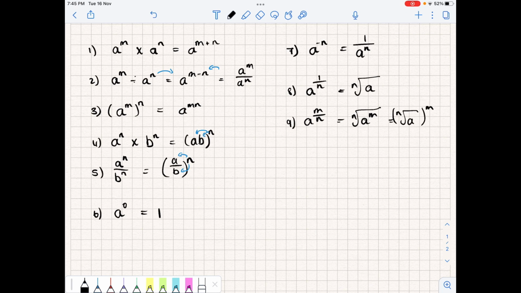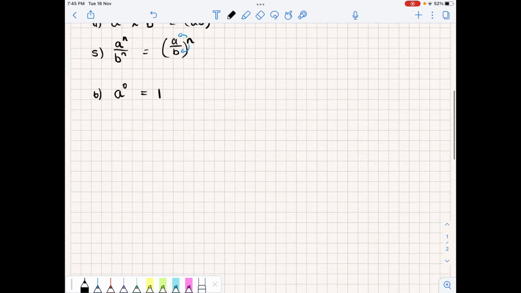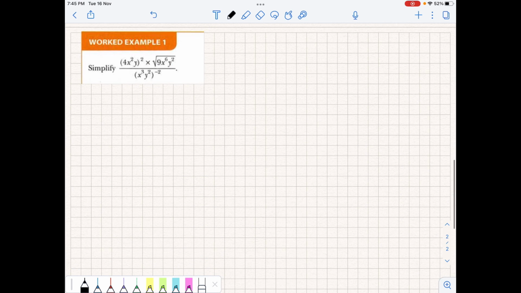Okay, so those are the 9 laws of indices. It's very important that we understand how they work and we remember them, because we need to use them, especially when we want to simplify expressions involving indices. So let's take a look at an example.